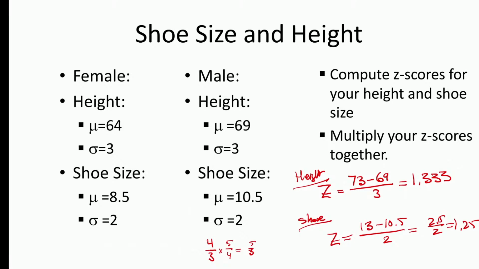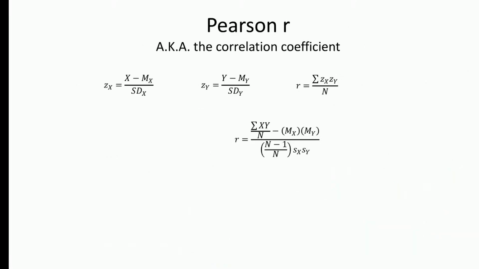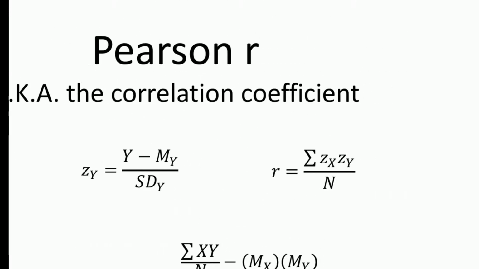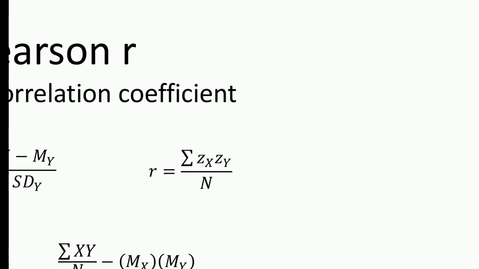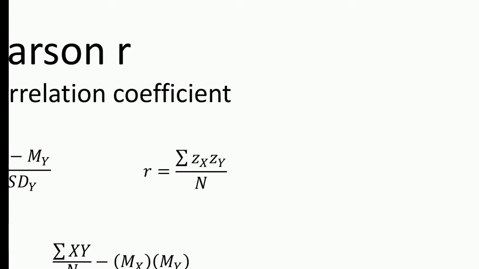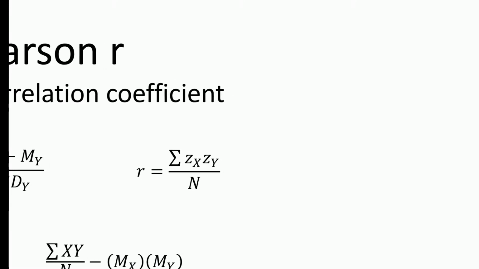We take all those products, add them all together, and average them. What we'll get is the correlation coefficient for height and shoe size. You remember correlation back in statistics? The correlation coefficient is just the sum of all of our z-score products divided by n. That's it. So that's the correlation coefficient.